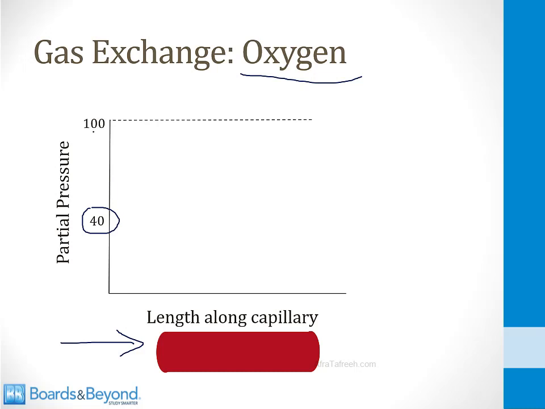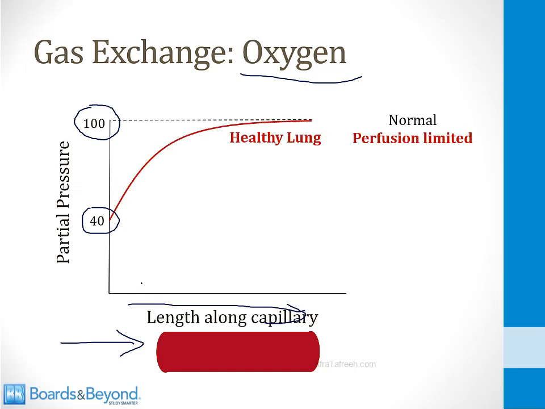In a healthy person at sea level, the alveolar concentration of oxygen is about 100 millimeters of mercury. And if we were to look at how oxygen content changes as blood moves along a pulmonary capillary, we would get a curve that looks like this. So oxygen does reach equilibrium with the alveoli, and that means that in healthy lungs, oxygen is perfusion limited.